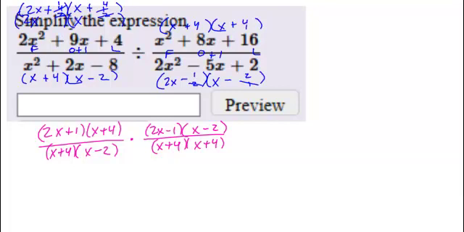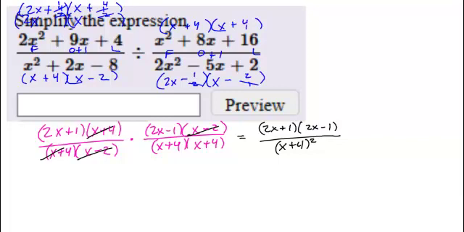Okay, once we do that, we can cancel any common factors. X plus 4's cancel, x minus 2's cancel. That's it. So our answer is going to be 2x plus 1, just leave it as factors, times 2x minus 1, all over x plus 4 squared, or x plus 4 times x plus 4. Either of those is fine.